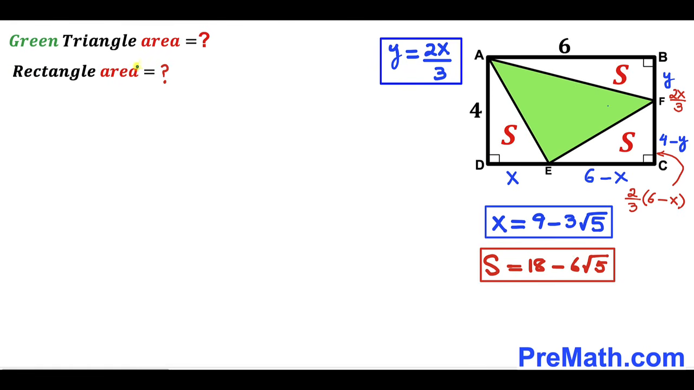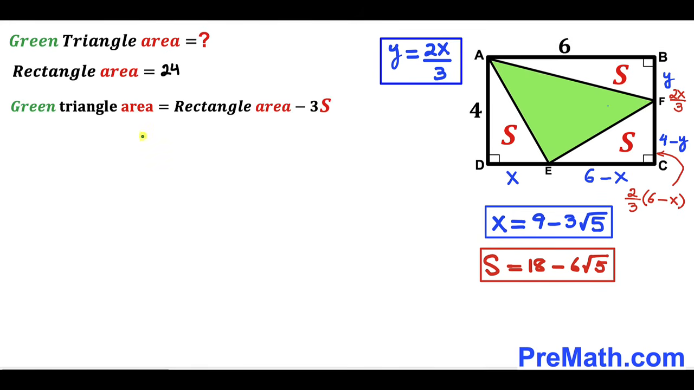And now we are going to calculate the area of this whole rectangle ABCD as well. And now let's recall the area of rectangle formula. Area is always equal to length times width of the rectangle. And in our case, our dimensions are 4 and 6 for this rectangle. So therefore, the area of this rectangle is going to be 6 times 4. So therefore, the rectangle area turns out to be 24 square units.